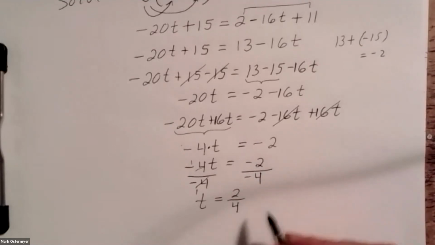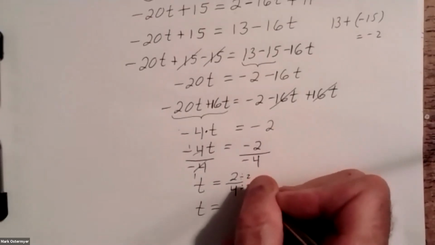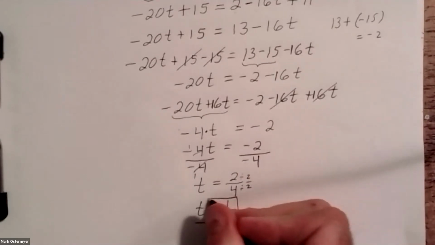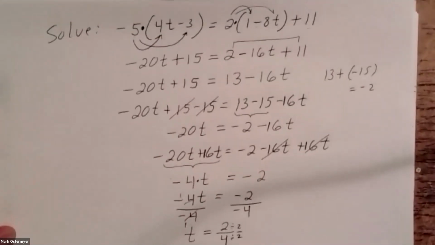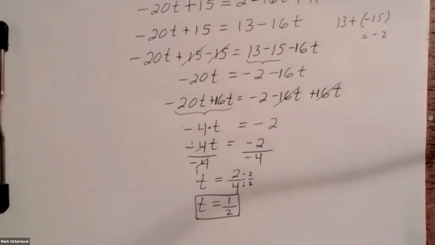Can we reduce 2 fourths? It reduces down to 1/2. You are looking at your solution. t must be equal to 1/2. So the solution to that equation is 1/2. Any questions about that one?